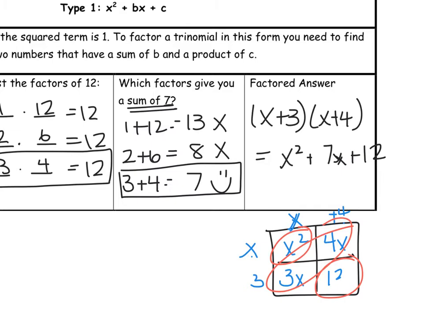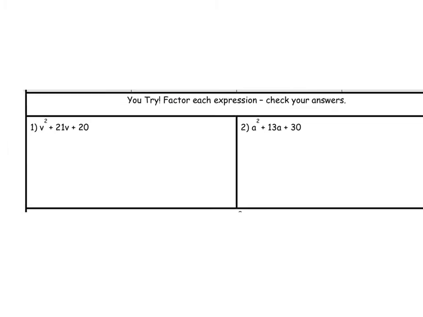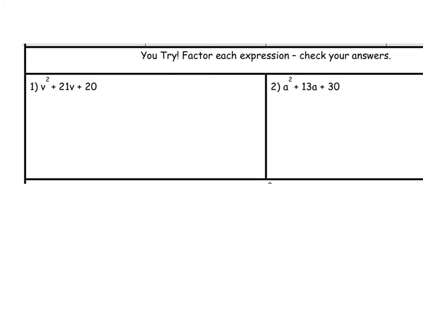So go ahead and try these two and then check back for your answers. Factor each expression, and remember to check your answer using the box method. You can use the FOIL method. I don't like the FOIL method. Or you can use the distributive method, and that's fine too. And we have different variables here. In number 1 we have v, and in number 2 we have a. So I'm going to pause the video, write the answers, and then you can go ahead and check back.